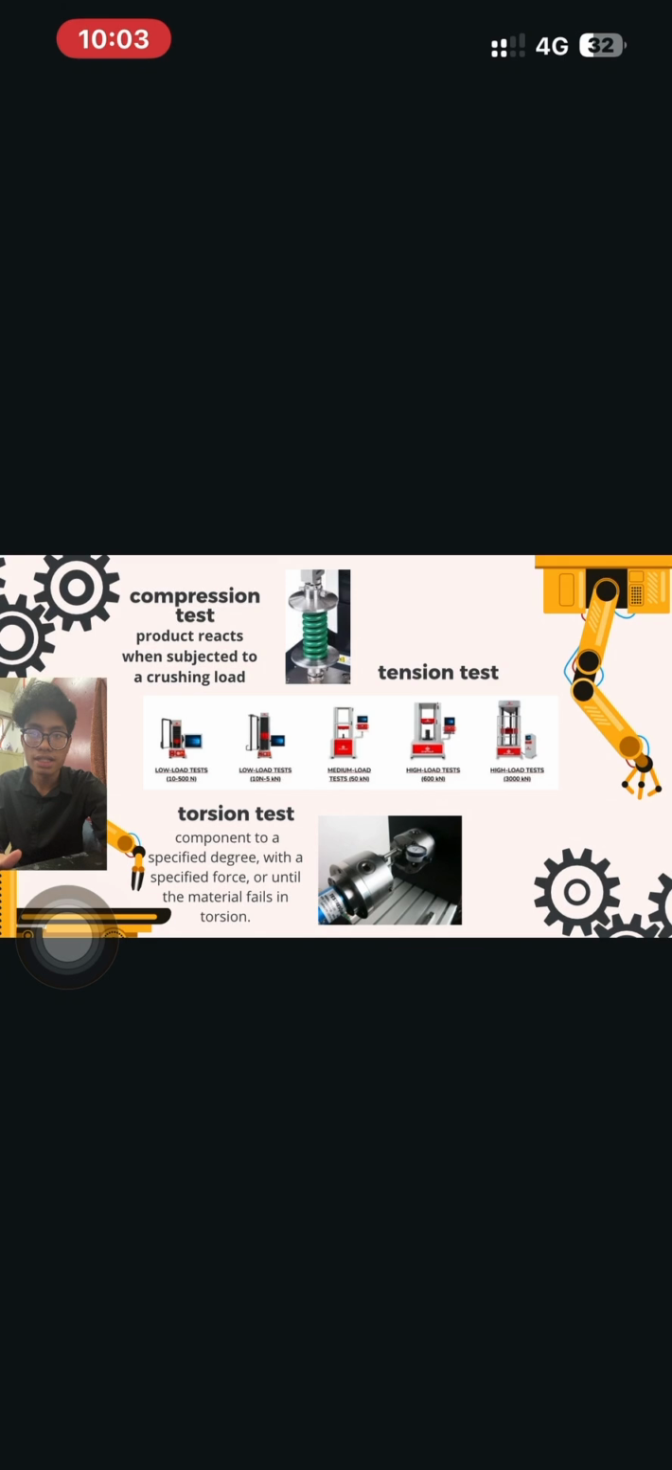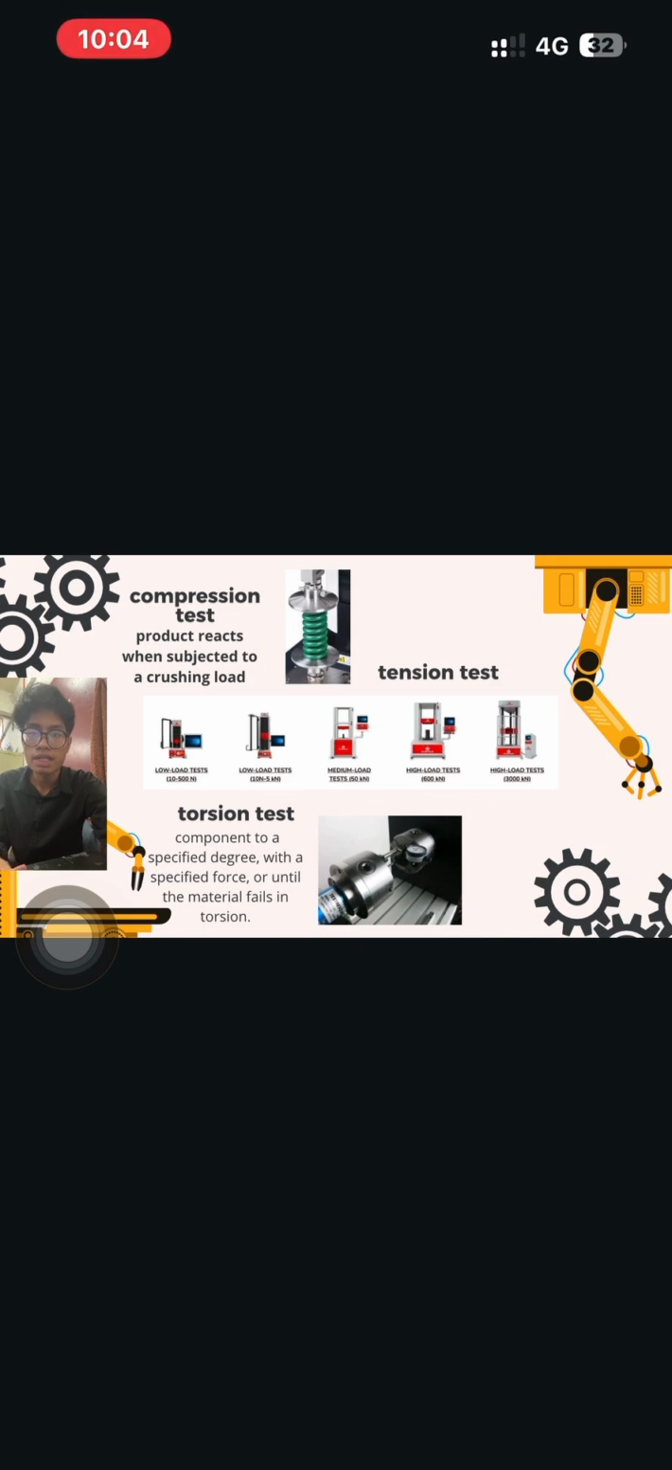Next, the tension test. So we pull the object from both ends, trying to stretch it apart, to find out how much pulling force the spring can take before it permanently stretches or snaps. The different mechanisms show this can be done with a little force, low load, or a huge amount of force, high load. It's like a game of tug of war to see when the rope will break.